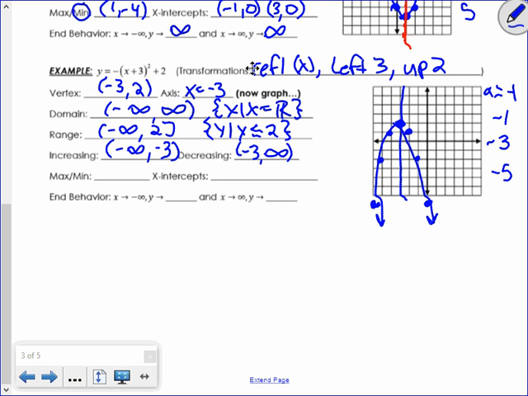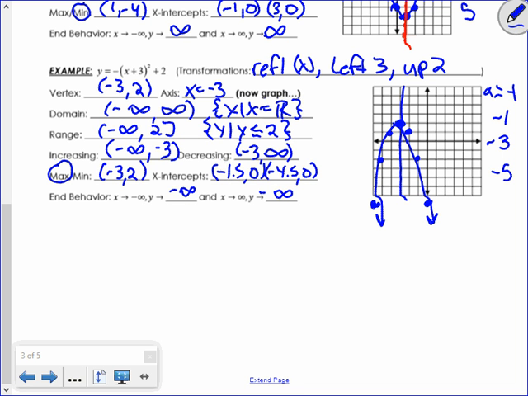Maximum or minimum? At what point? This point is the vertex. Where are my x-intercepts? The 8 here. Negative 1. Oh, I just did drop it. Negative 1.5-ish. Maybe 4.5-ish, yeah. Approximate there. And then what's my end behavior on both sides? Negative infinity for going down on both sides.